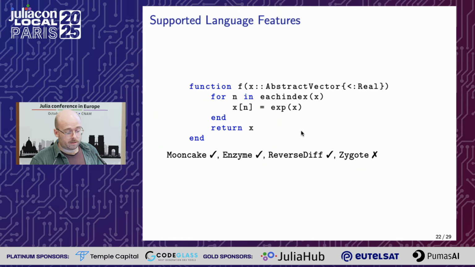If we consider a slightly different example that involves mutation, Zygote won't be able to handle it. Here we're just updating the value of x in this function, iterating over all the elements. ReverseDiff will be able to handle this in general. But if we were to do something innocuous like restrict the element type, ReverseDiff won't be able to handle it.